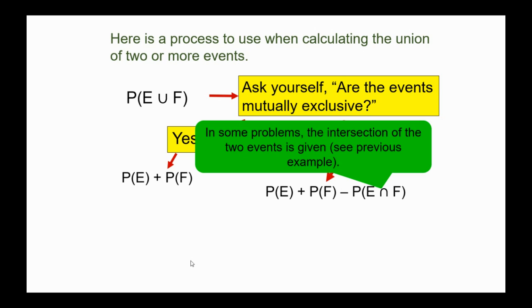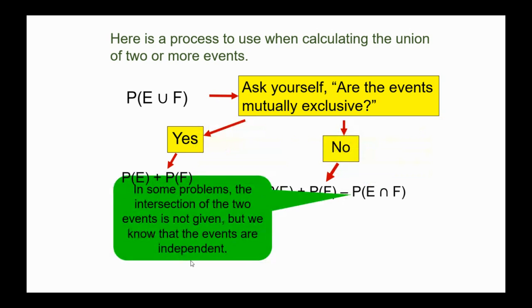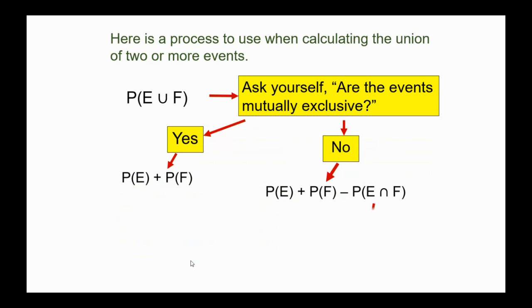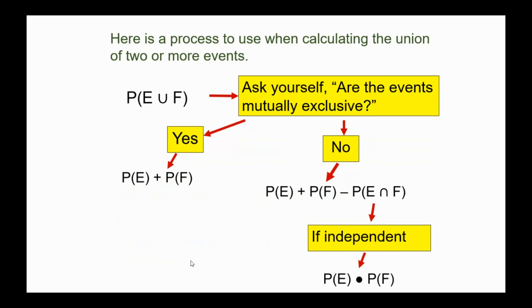So in some problems, we give you the intersection of the events, like we did in the previous two examples. In others, the intersection isn't given, but we know that they're independent. So if they're independent, we can find it by multiplying the two probabilities to get the intersection. We can only do that last step though if they're independent.